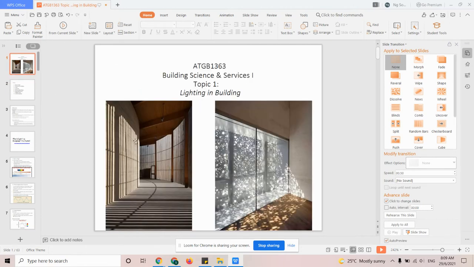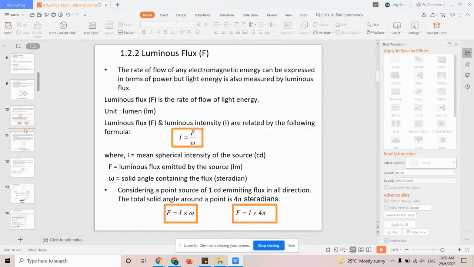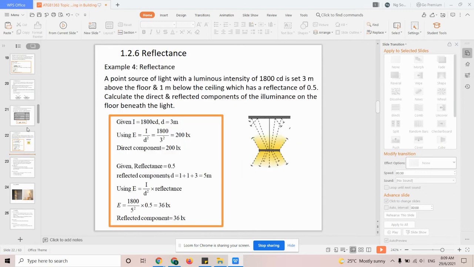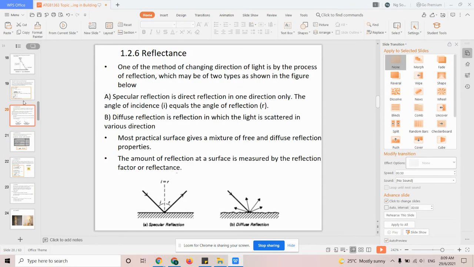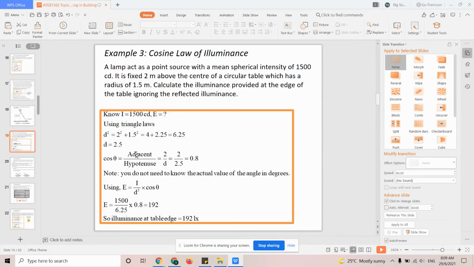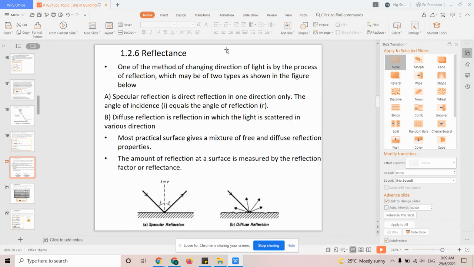Okay, so this is the continuation of our topic one for part two. Last we stopped at reflection. Okay, so we just finished this. This is from our previous slide, and then we stopped at reflection.